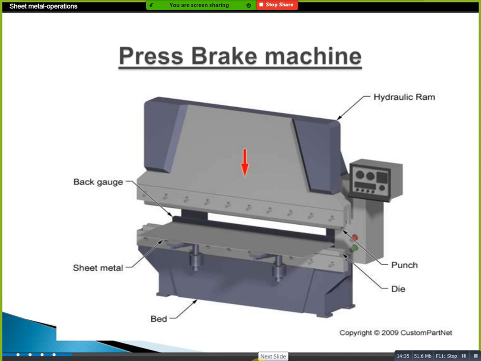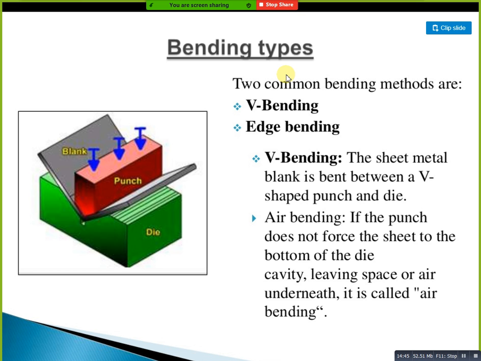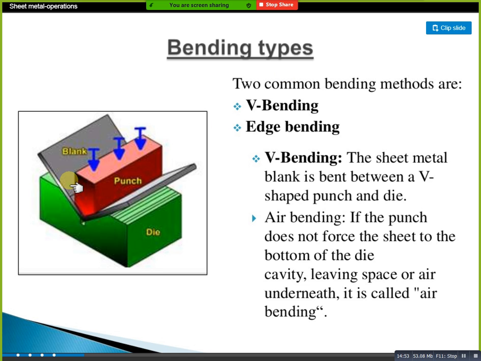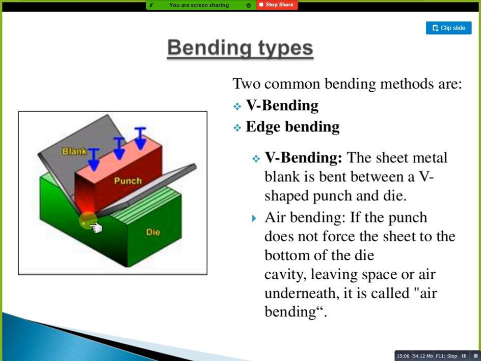These are the bending types. We have two types of bending. One is V bending, the second is edge bending. What is V bending and what is edge bending? V bending means the sheet metal blank is bent between a V-shaped punch and a die. As I already told, for example, you take your flat model, the bottom model like this, and at the same time we have the top model like this. This is our punch, and this is our die. But directly you can mention one groove, which is better. Where you get some neutral axis deformation, it automatically goes inside, so you can mention this type of groove here.